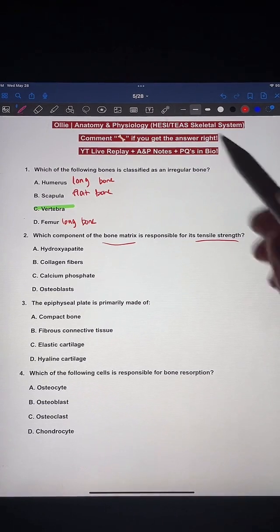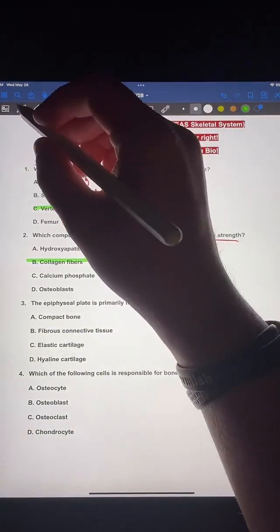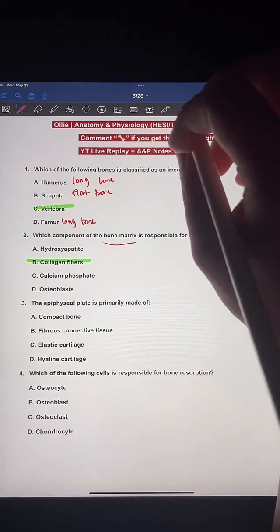The answer to number 2 is B. It is the collagen fibers. If you got it right, drop a bone down in the comments, bone emoji.